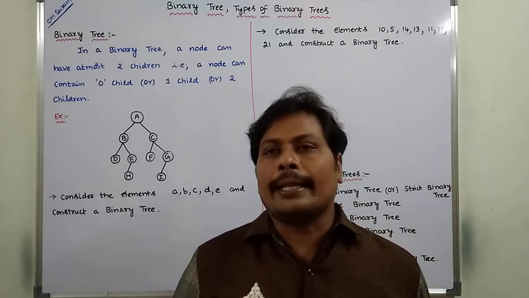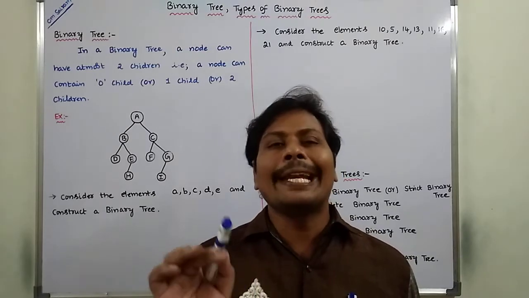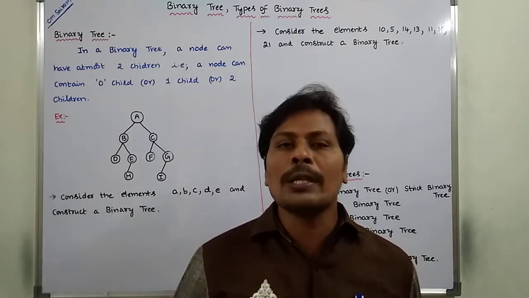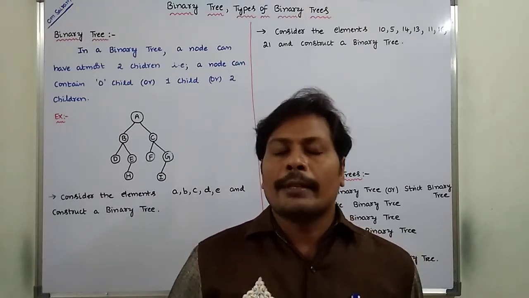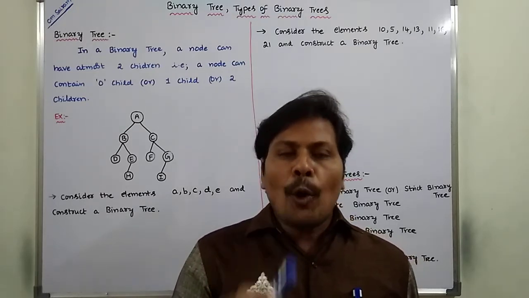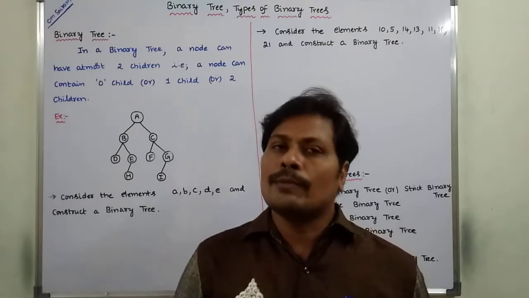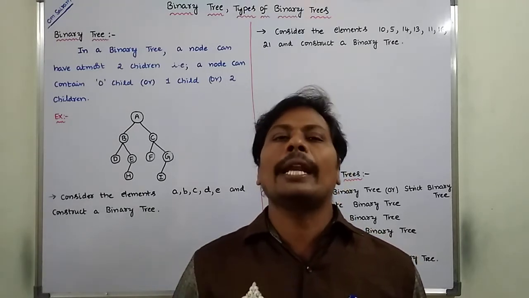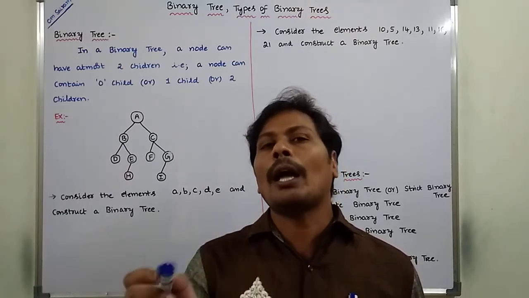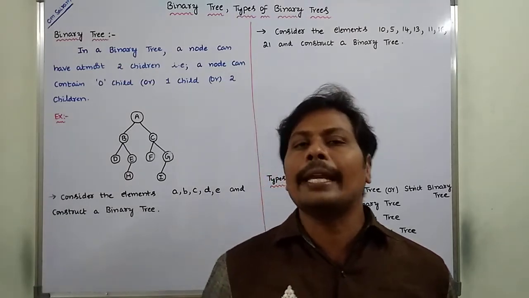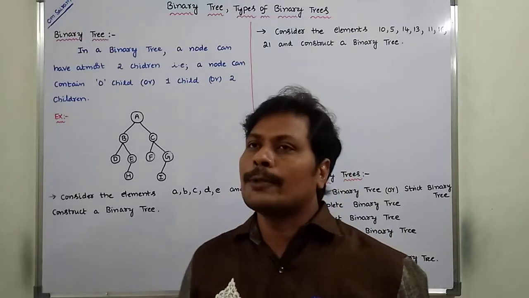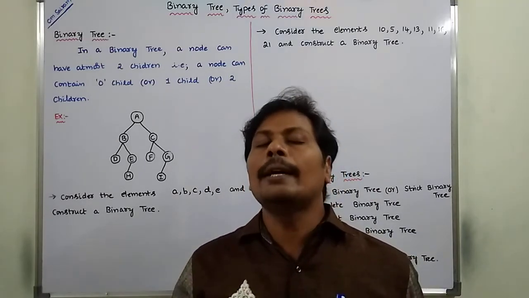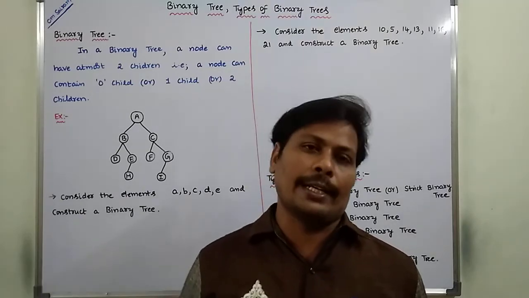In a binary tree, each and every node can have at most two children. That means a node may contain 0 children, or 1 child, or 2 children.